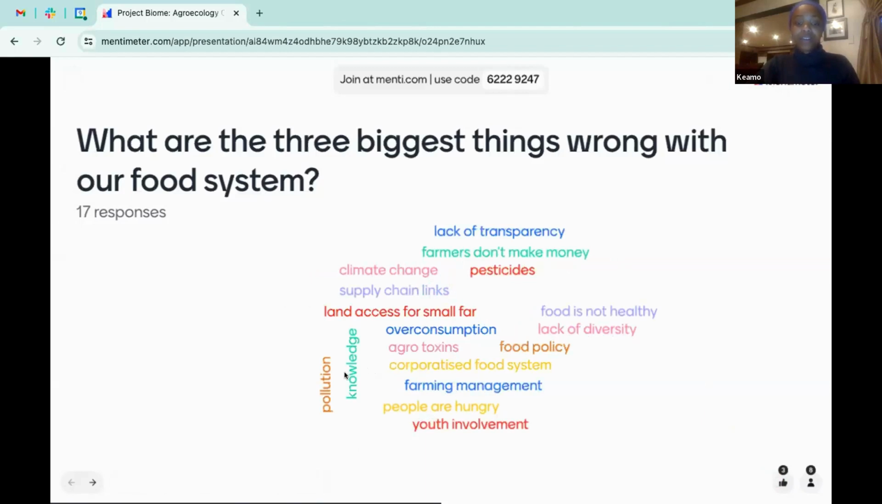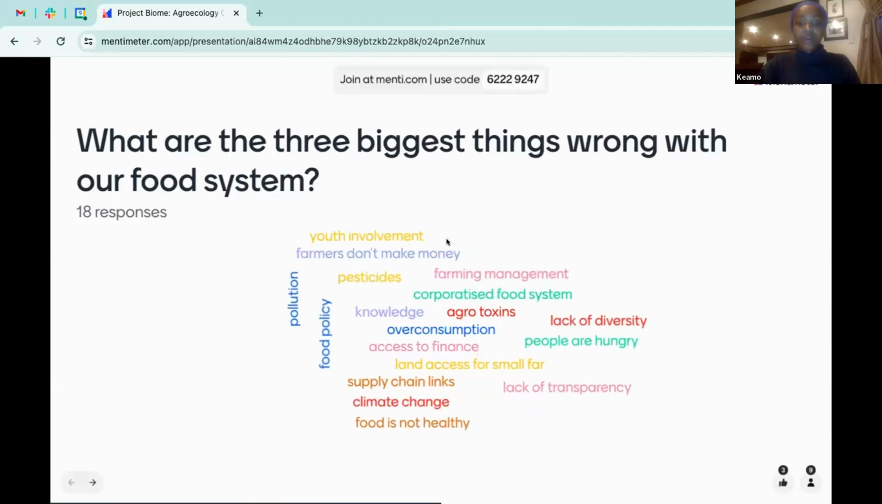Pollution, knowledge, yeah, there is a lack of knowledge as well around the benefits of regenerative farming systems like agroecology and how they contribute to creating quality food and enough food for all of us to have. And the lack of transparency, that's a very big one, absolutely.